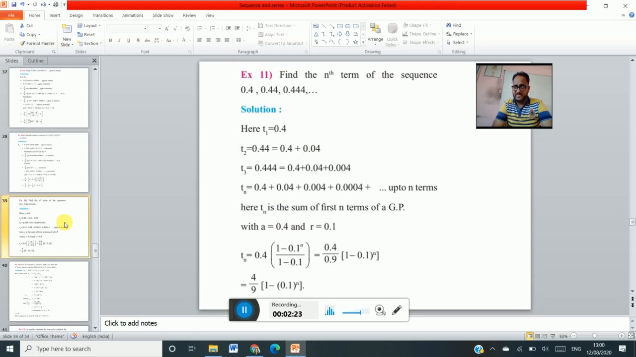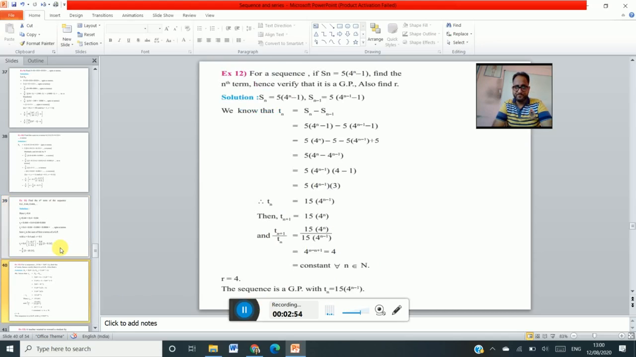ये भी एग्जांपल इसी तरीके से सॉल्व करना है. Find the nth term of the sequence. Here tn find करना है, nth term find करना है. Okay, so t1 मतलब first term 0.4 है, right? t2 is 0.44, the second term, it is the third term and so on. So tn is the sum of the n terms, add कर दिया. Okay, then a equals 0.4, r is 0.1, put in the formula of tn, we get the answer, right? So in this way we complete this example.